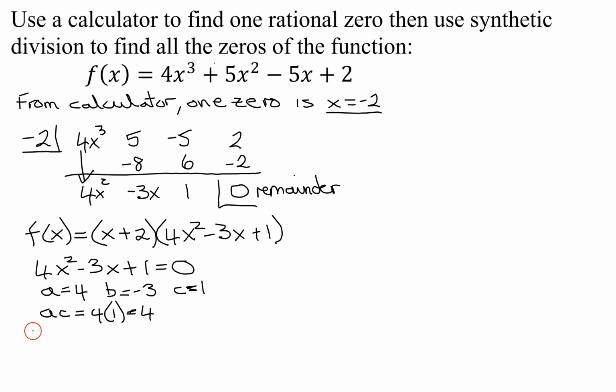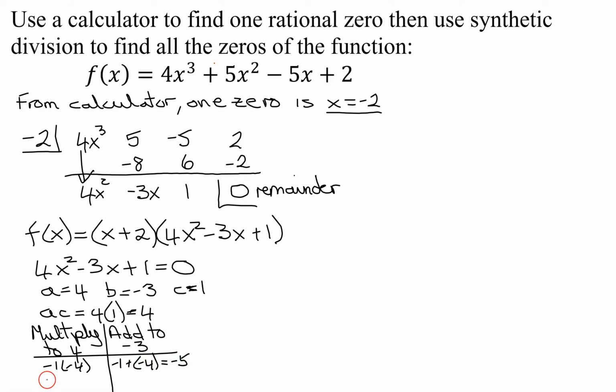And if it factors, I need two numbers that multiply to AC, which is 4, and they need to add to B, which is negative 3. If they multiply to a positive, the signs are the same, but if they add to a negative, they both have to be negative. So my only choice is a negative 1 and negative 4, but negative 1 plus a negative 4 equals negative 5. That doesn't work. And my other numbers are negative 2 and negative 2, and those add up to negative 4. So this one is not going to factor. So we're going to have to use the quadratic formula.